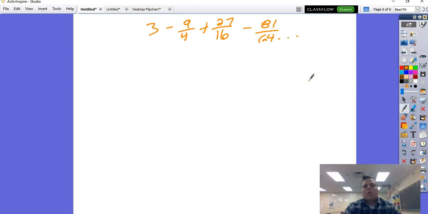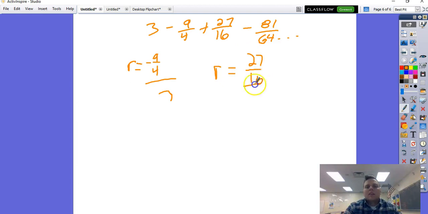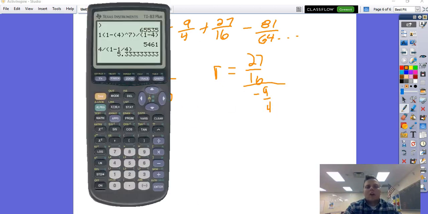3 minus 9 over 4 plus 27 over 16 minus 81 divided by 64. Okay. So when you look at this, you might be able to say pretty quickly, that does not look arithmetic to me. Okay? But I'm not sure. But let's check to see if it's geometric. So you could say, okay, well, I know how to check to see if it's geometric. I just simply take the second term, that's a negative 9, and I divide it by the first term. And then I compare that to the third term divided by the second term. And if these give you the same number, then bam, you know what r is, and therefore you know it's geometric.